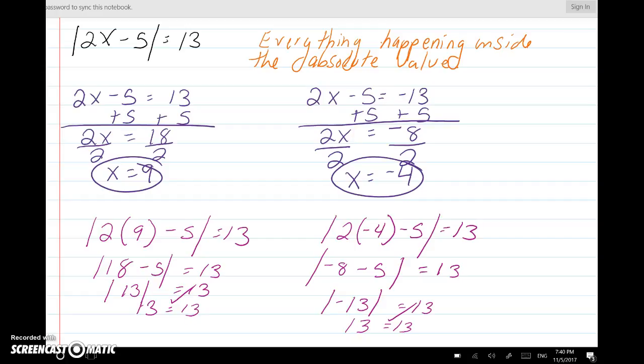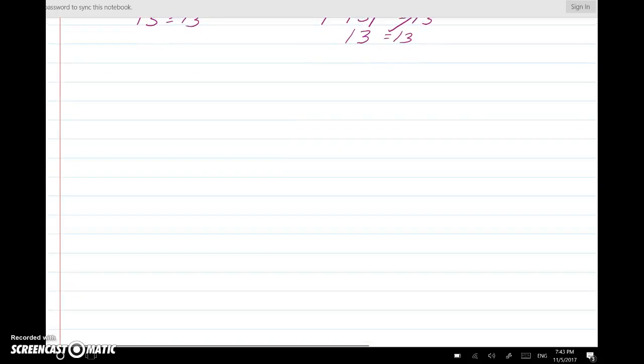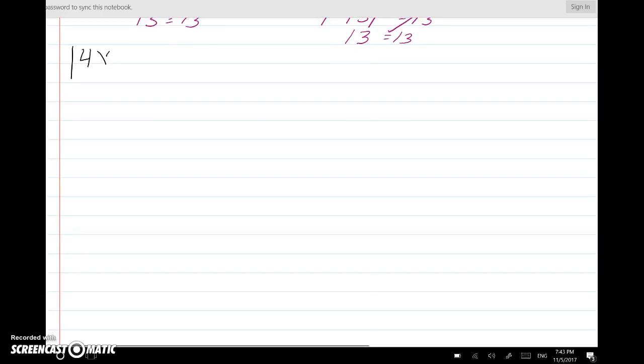Okay, let me put a problem on here for you guys to solve. The problem I want you to work on is absolute value of 4x plus 1 equals 7. Go ahead and work on that one and then post your answers.